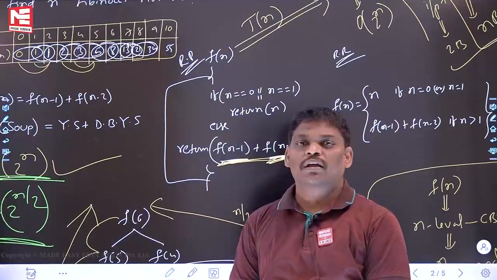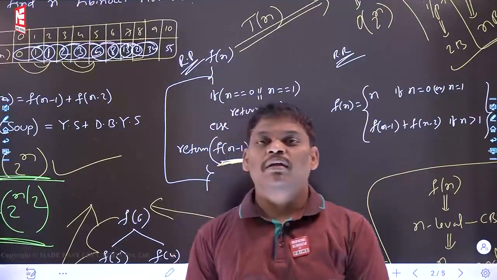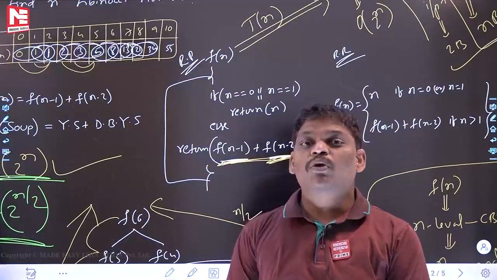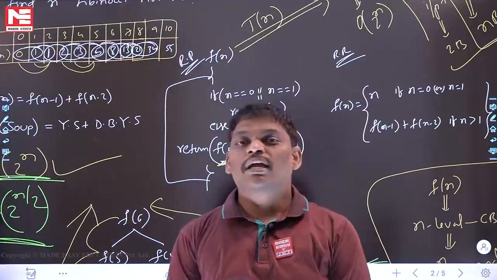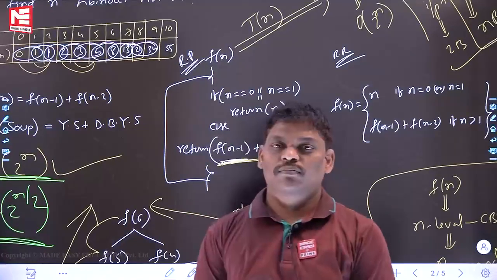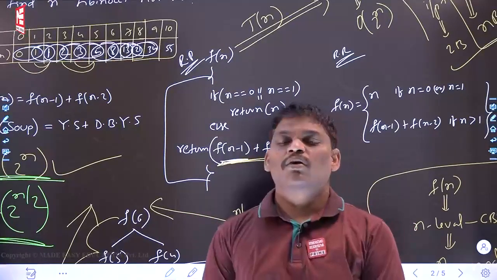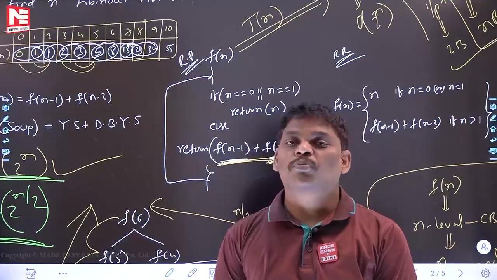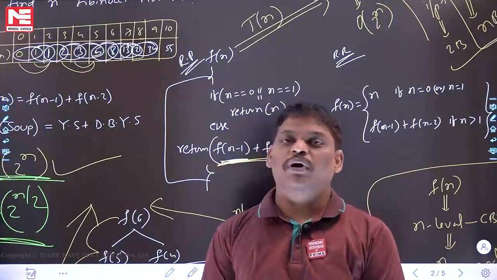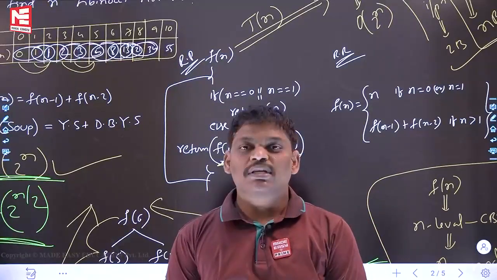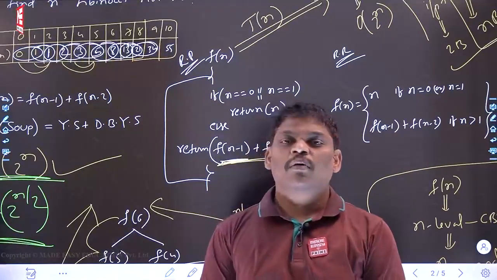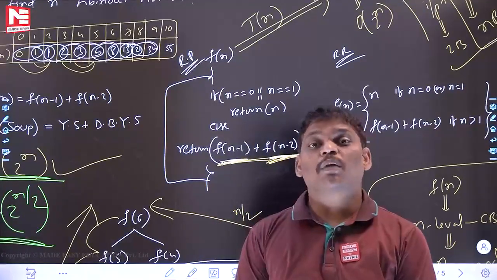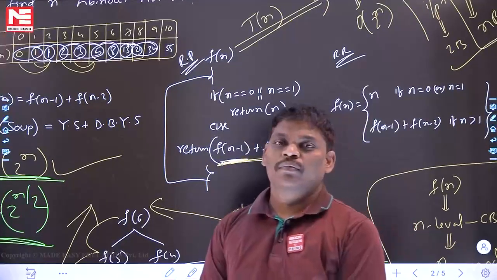Option A, big O of 2 power n. What is the meaning? Tn is big O of 2 power n. True. Option B, omega of 2 power n. False. Lower bound is not 2 power n. Upper bound only is 2 power n. Right? Option C, theta of 2 power n. What is the meaning? Both upper bound and lower bound are 2 power n. No. The answer is that upper bound is 2 power n.